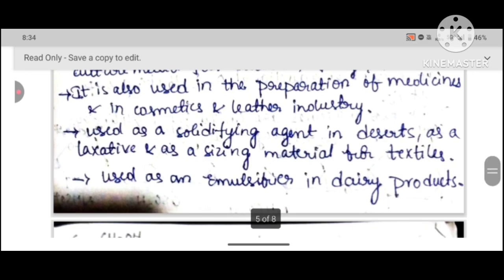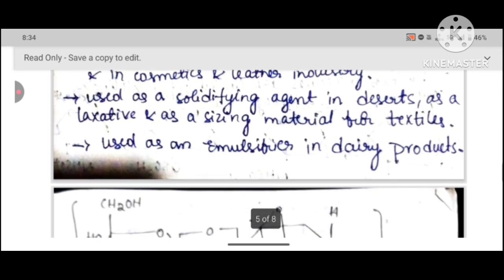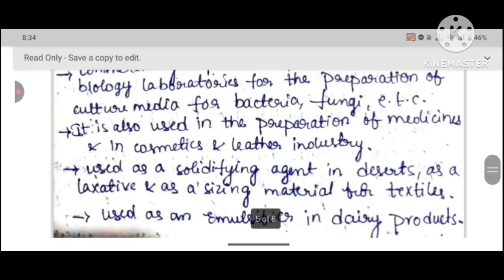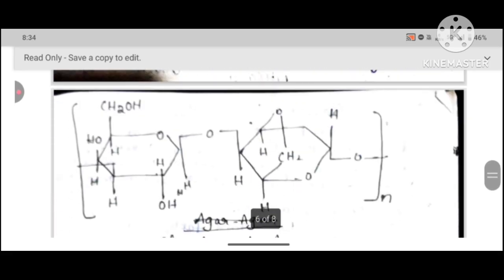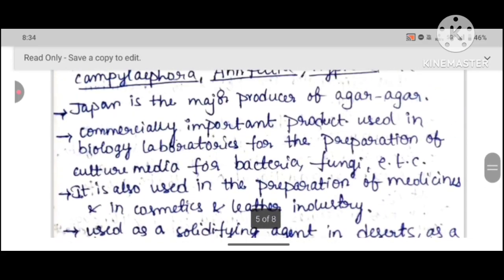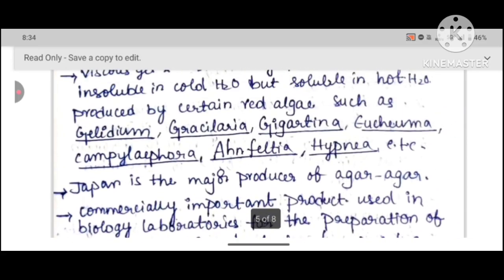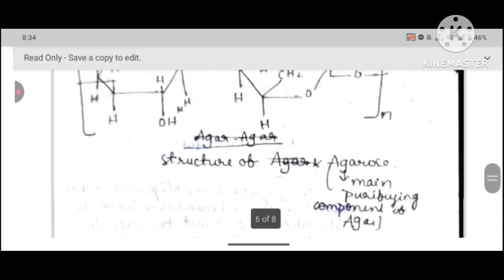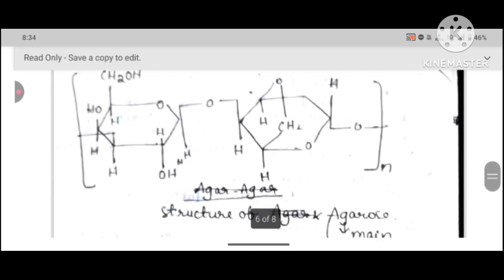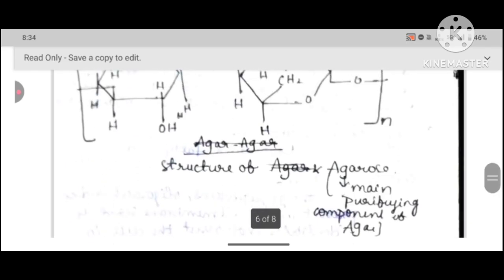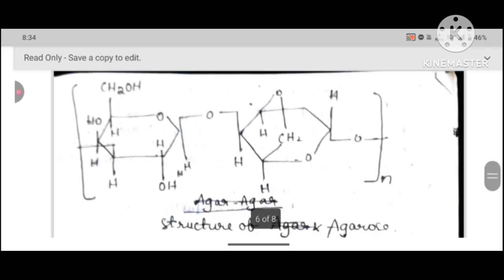Gelidium and Gracilaria are actually added in jellies and ice creams. So we have a wide range of applications with red algae based products like Gelidium and Gracilaria. These are some important applications of mucopolysaccharides, and this is the structure of agarose. This is the main purifying component of agar.